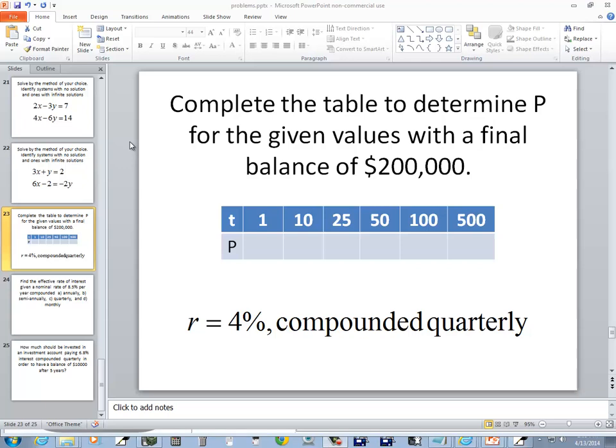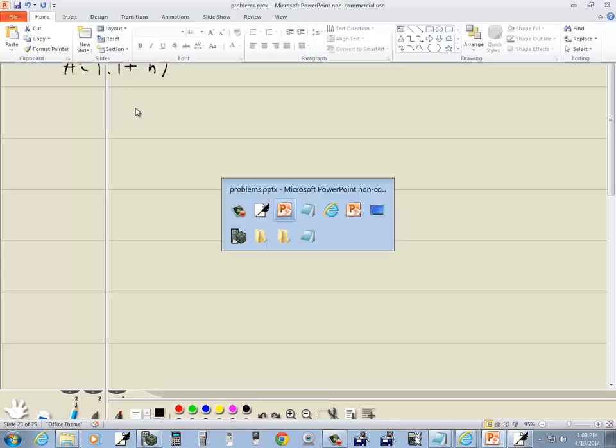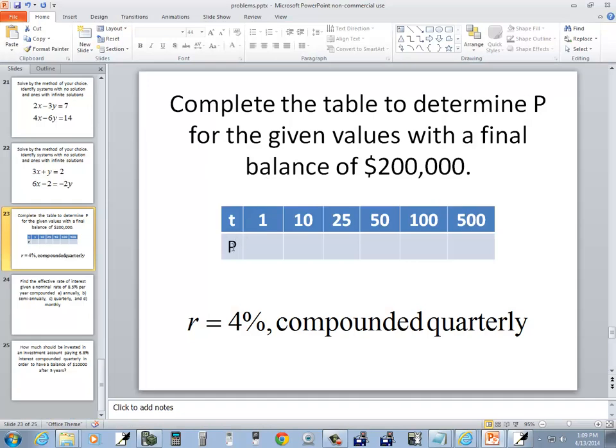Let's take a look at this problem. It says complete the table to determine P for the given values of T, with a final balance of 200,000, and R is 4% compounded quarterly. Well, quarterly means we're going to use this formula: A is equal to P times 1 plus R over N to the N T power. If it doesn't say continuous, use this one. And specifically, we want to find what P is equal to.